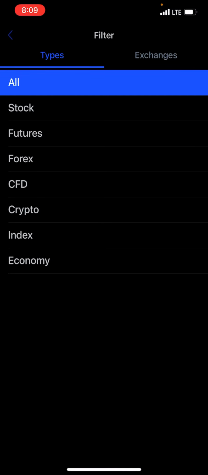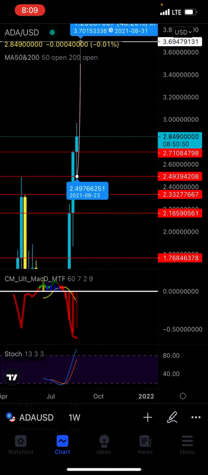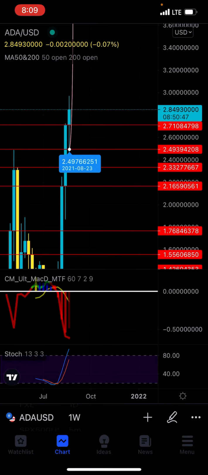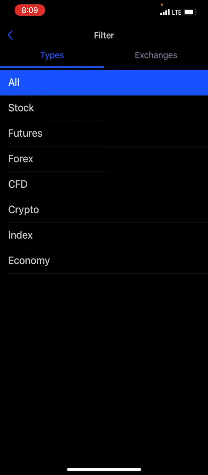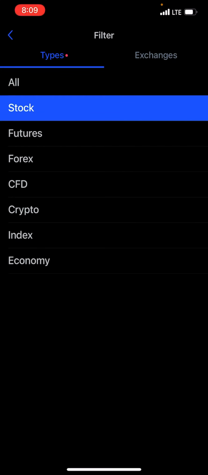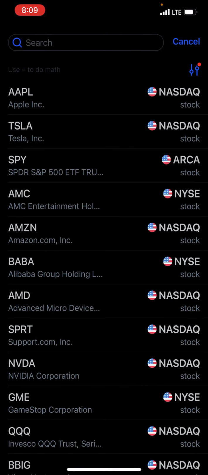If you go into your filter, so this is the mobile TradingView app, you click on where it says ADA USD on the bottom left where it shows your ticker, then click on the filter, which is the two lines on the top right under the cancel button. You filter it for just stocks, you go back, and you get a pretty good idea of what the most popular stocks are right now in basically all of the NASDAQ, the stock market.